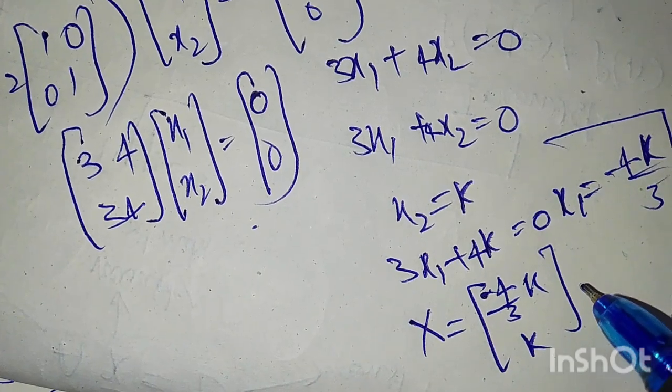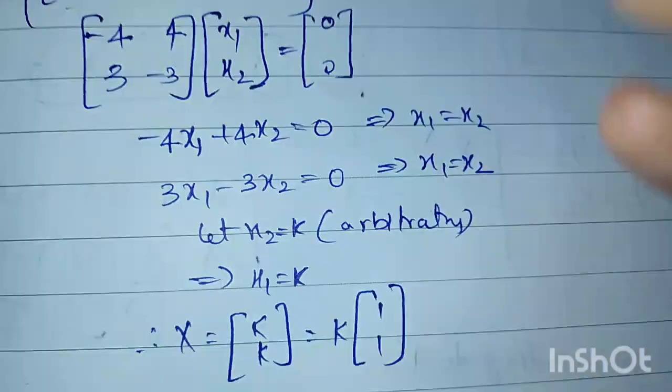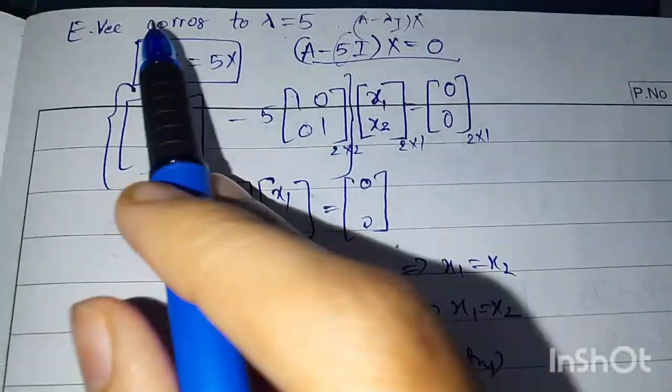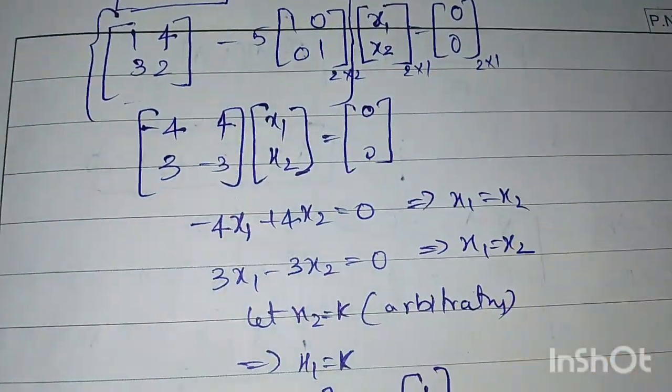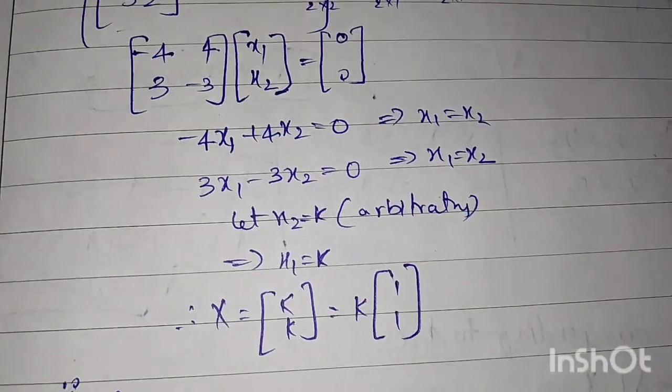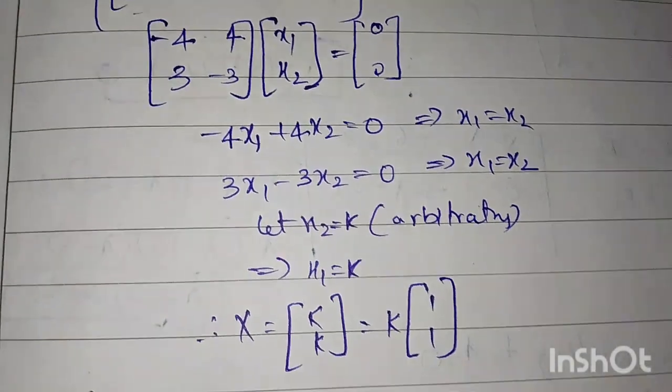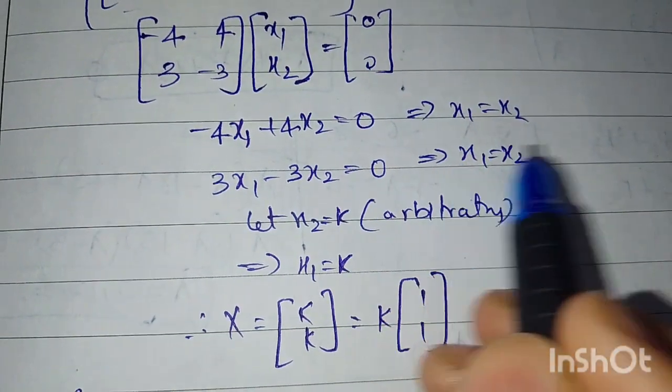So similarly, we'll find the eigenvector corresponding to 5 also. A minus 5I into x. Okay. We'll put x1. So see here, we get x1 is equal to x2. Therefore, if we take k common, we get 1 comma 1.